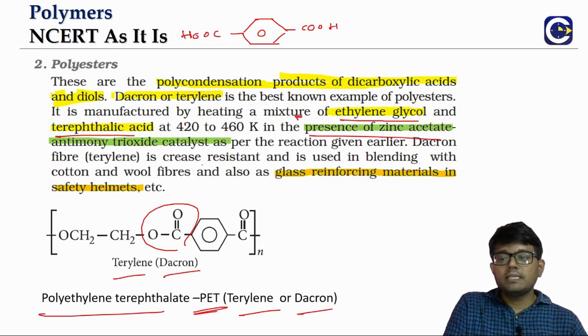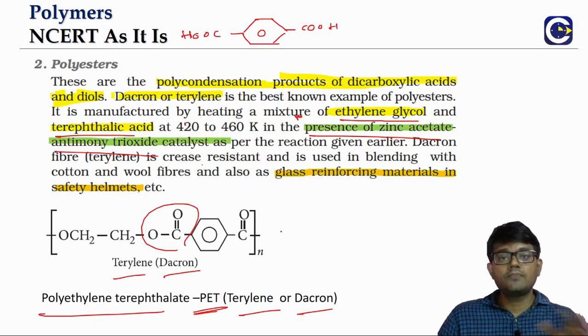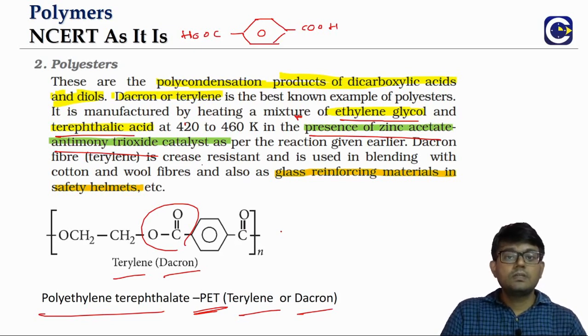The other possible question is the reaction conditions. You see here the condensation happens at 420 to 460 Kelvin in the presence of zinc acetate and antimony trioxide as a catalyst. See, this is what we keep on saying. Sometimes the question might just be framed on this. They will ask, what is the catalyst used in the formation of the terylene. So we should remember these kind of questions also. What is it? Zinc acetate with antimony trioxide.